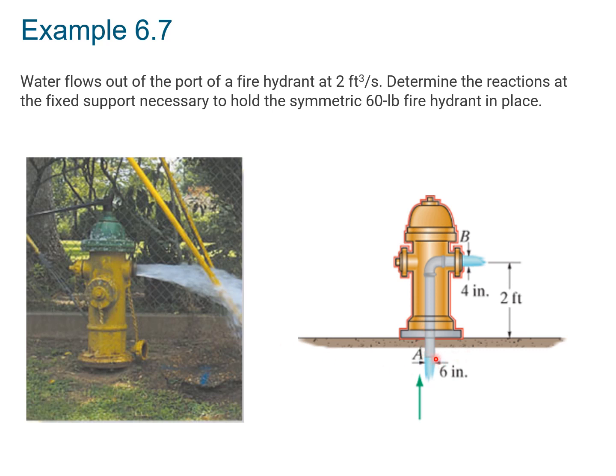So he gives us a little schematic. The water comes into the fire hydrant. It has a 6-inch diameter. Going out of the fire hydrant has a 4-inch diameter. And we'll consider our control volume to be the part in red here. And it's 2 feet from A to B.